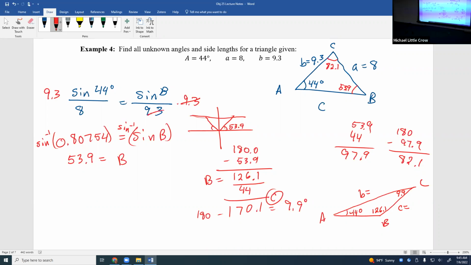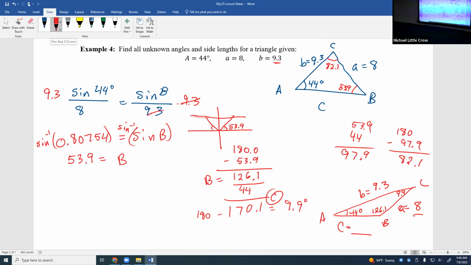Oh, wait. Sorry, B is given to us, so B does not change. But C will obviously be a different measure. C is down here. This is A, it's 8. Okay, so we found those degrees. We just need to find C.